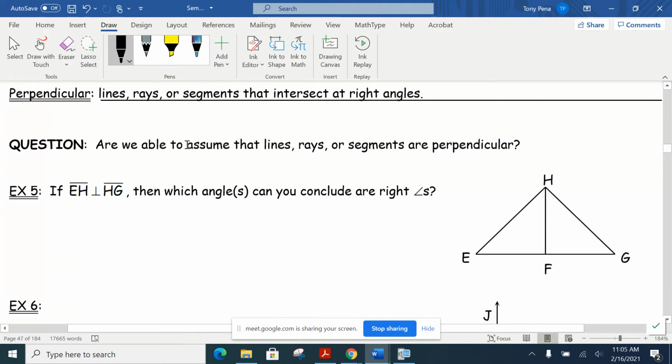The next word, you are familiar with this one already. Perpendicular, we should be familiar with. So it can happen to lines, rays, or segments as long as they intersect and form right angles. Recall, right angles have a degree measure of 90 degrees.